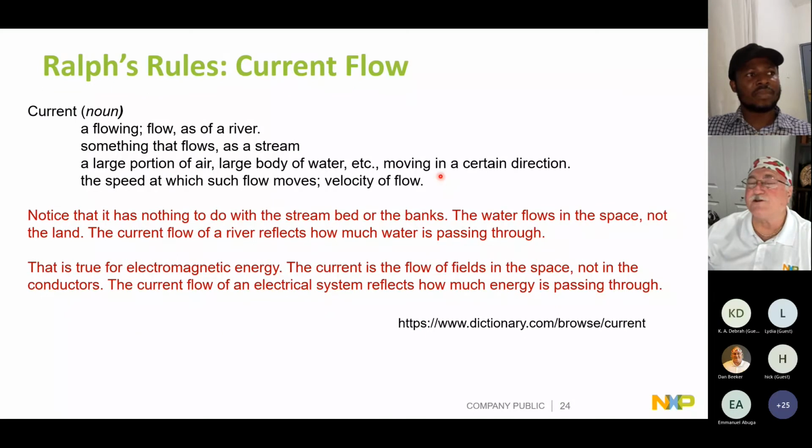Talk about current. Current is not electrons flowing through wire. Current is something flowing, a physical thing, a substance, a gas, an electromagnetic field that are moving through a space. Water moving through a river is gallons per minute. The banks of the river have nothing to do with the movement of the water. They just show the water where to go. The same thing is true in an electromagnetic field.